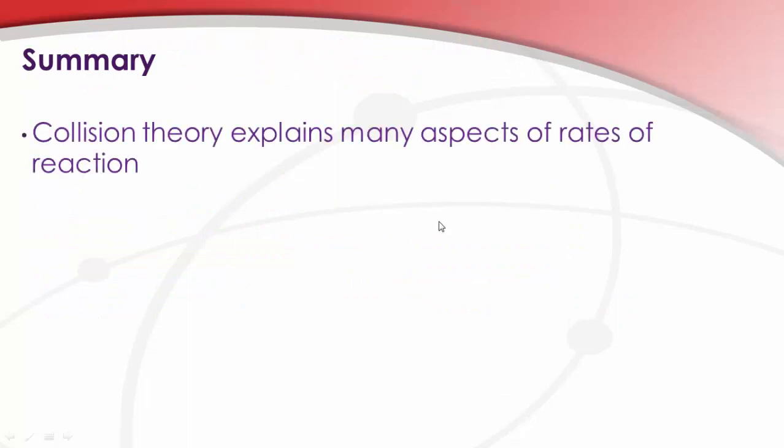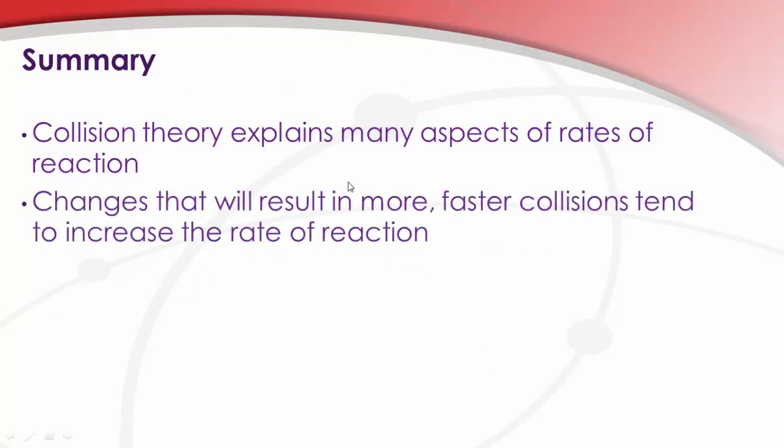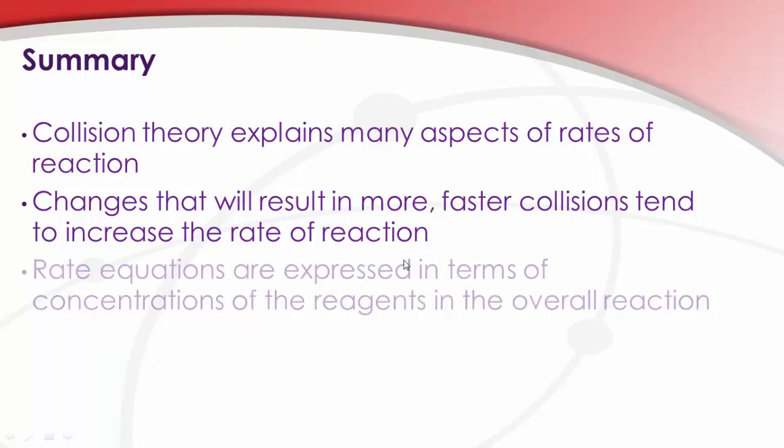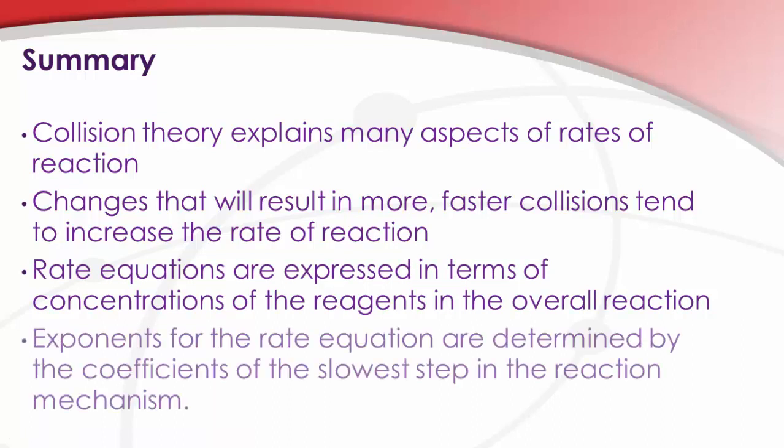All right, to summarize, collision theory explains many aspects of rates of reaction. If we make a change to our reaction mixture that will result in more and faster collisions, we should see an increase in the rate of reaction. Rate equations get expressed in terms of concentration of the reagents in the overall reaction. The exponents, however, are determined by the coefficients of the slowest step in the reaction mechanism, the rate determining step.